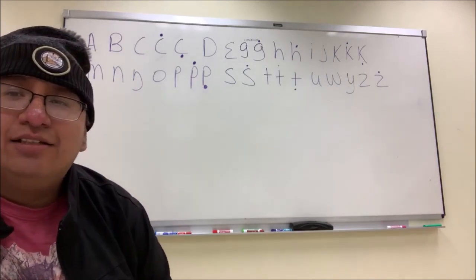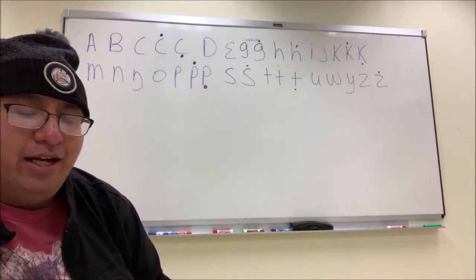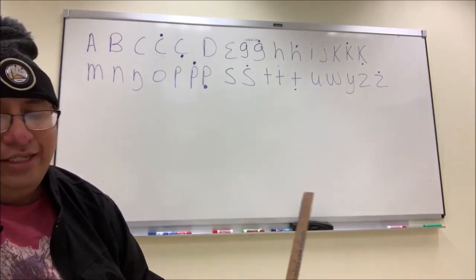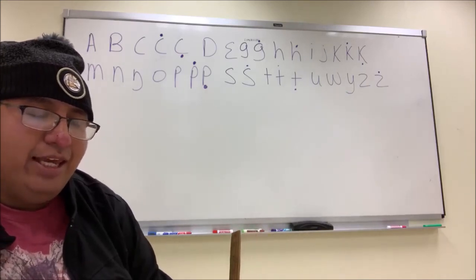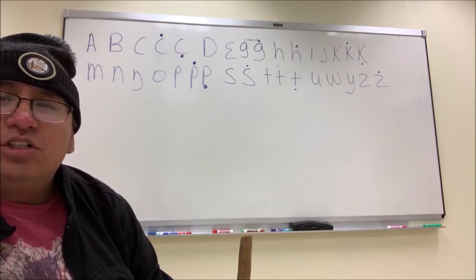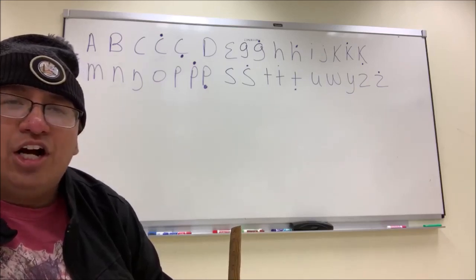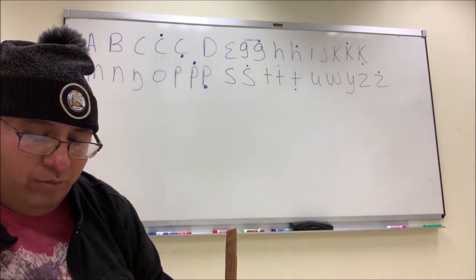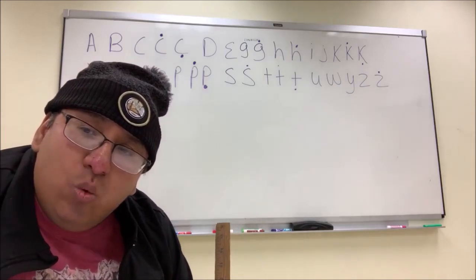E sounds like eh, eapi, they say, eapi, or language. G, the first G is a regular G, like washag. Washag is from Washaka, and if you make it shorter, it says Washag.